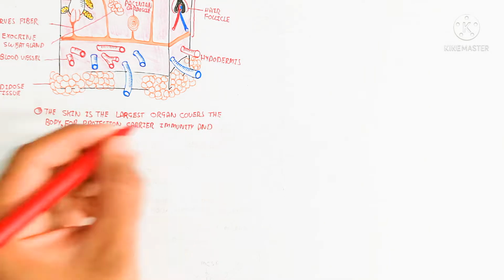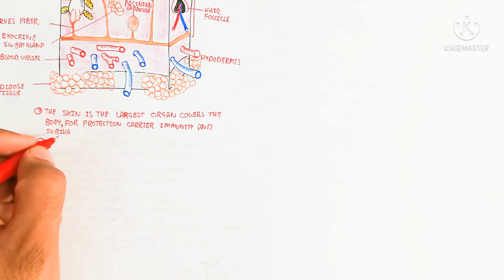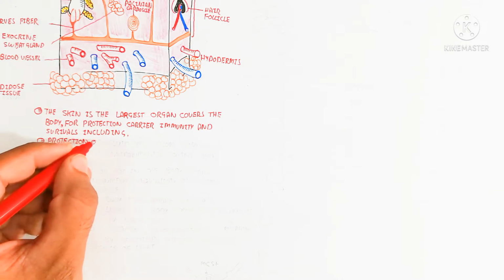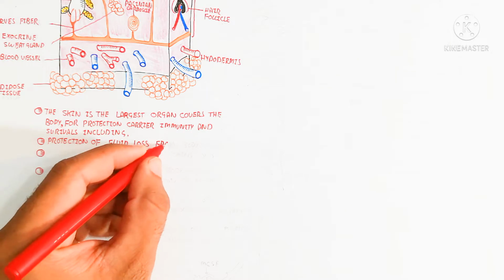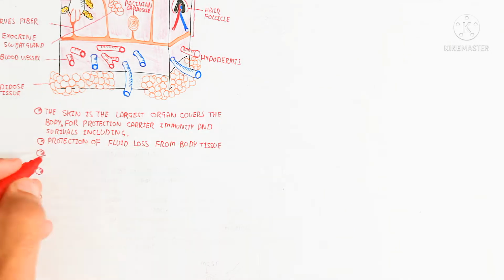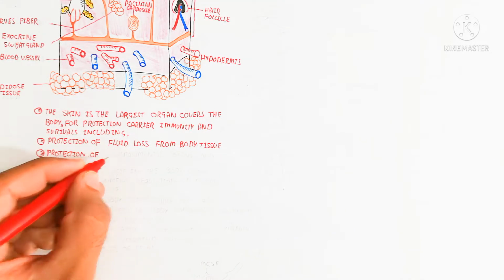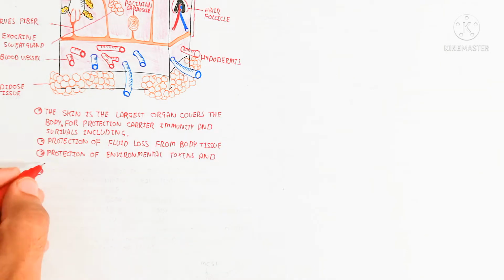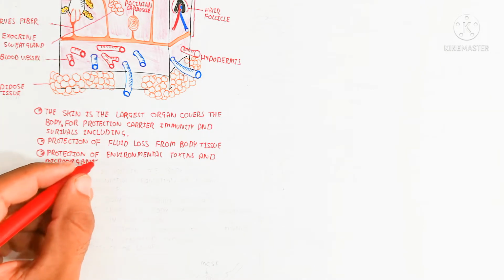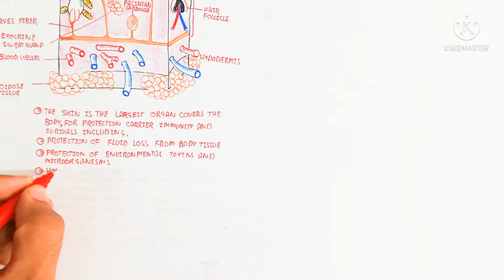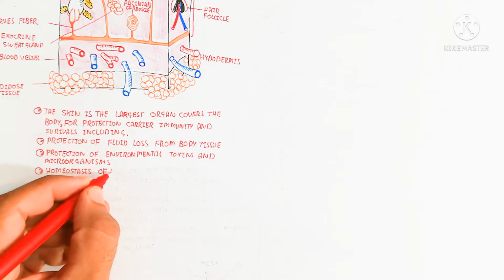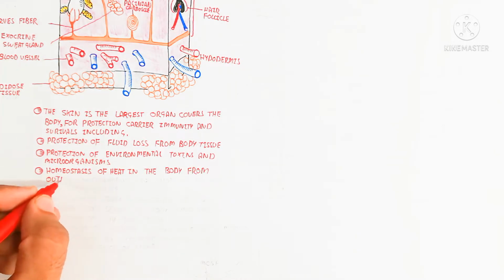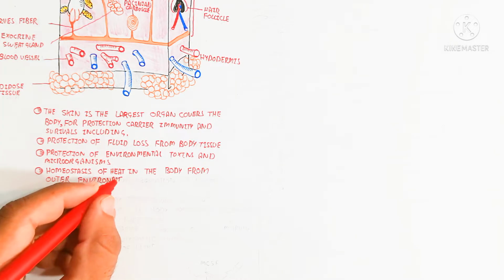Basically, the skin is the largest organ, covering the body for protection, carrying immunity, and survival. It protects against fluid loss from body tissue and protects against environmental toxins and microorganisms. It also provides homeostasis of heat in the body from the outer environment, regulating normal body temperature.